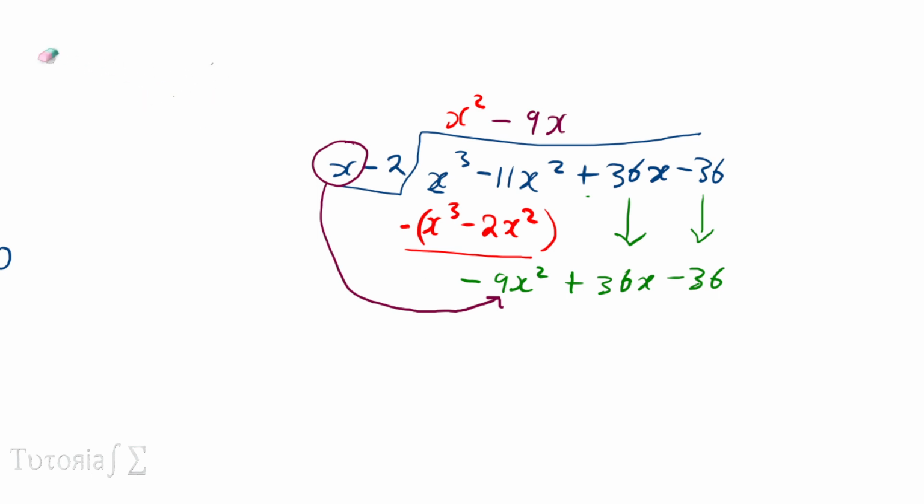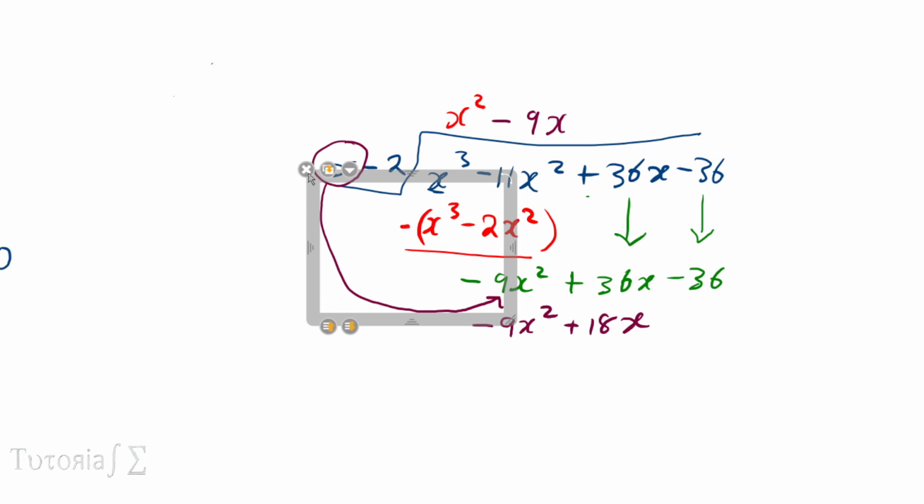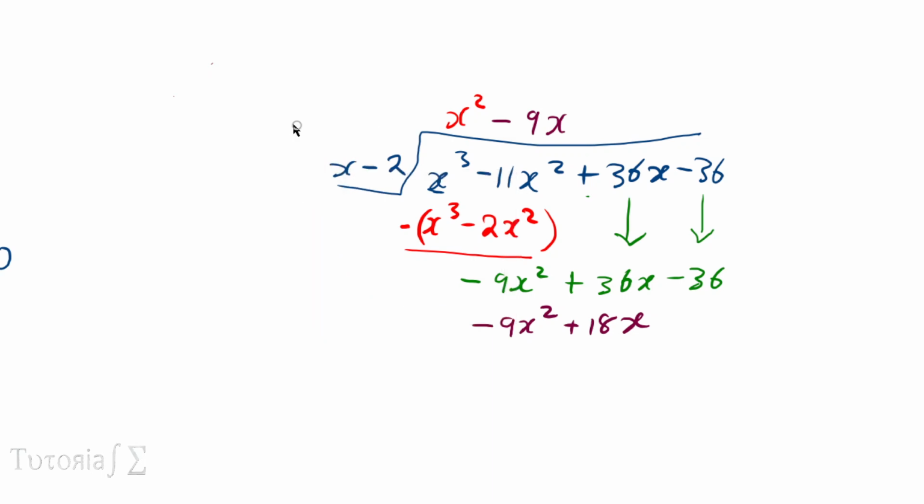So now again we need to multiply. Negative 9x times this, what are we going to have? We are going to have negative 9x squared plus 18x. Very good. Then again here we'll subtract, just as before.